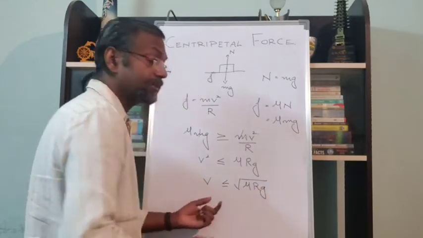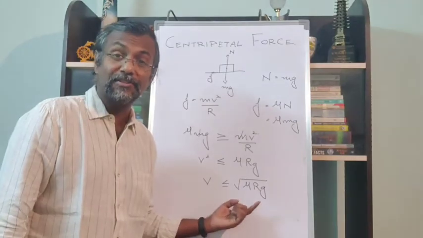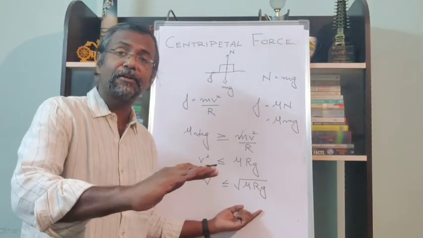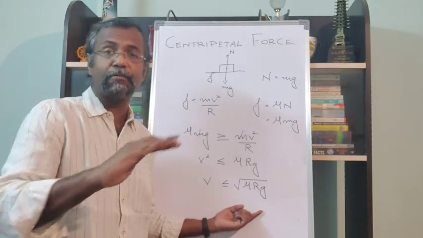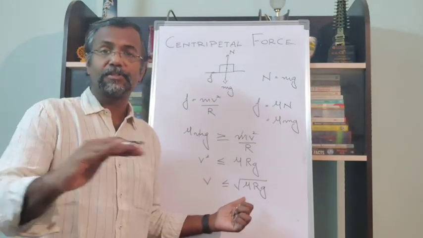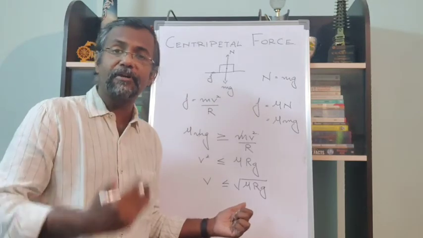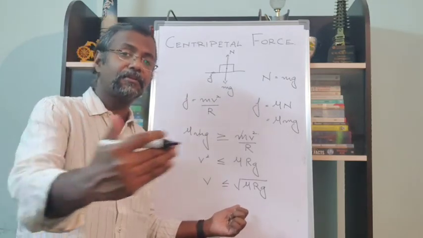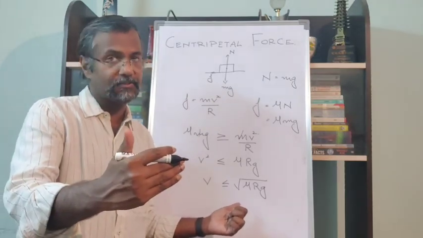In other words, this is the maximum velocity, the speed with which the car can maneuver, or your bike can maneuver a circle. If you go more than this velocity, it's going to skid because the frictional force does not provide enough centripetal force to make the car go in a circle, right?